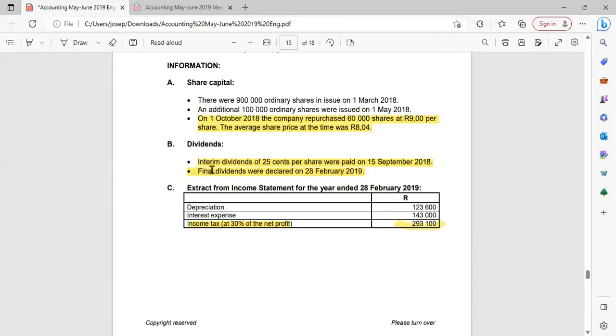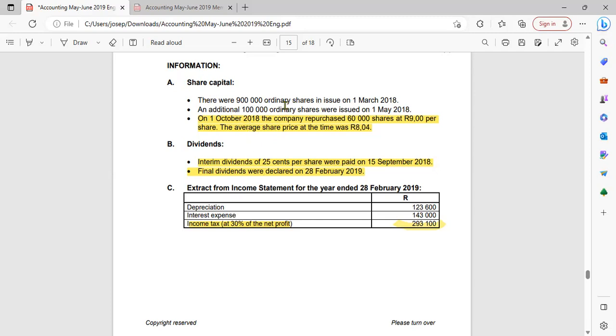About interim dividends, they say interim dividends of 25 cents per share were paid on 15 September 2018. It is very important to note the date that we paid dividends and the date that we repurchased the shares. We repurchased shares on 1 October 2018, and we paid dividends before we repurchased, meaning these shares qualified for interim dividends, right?